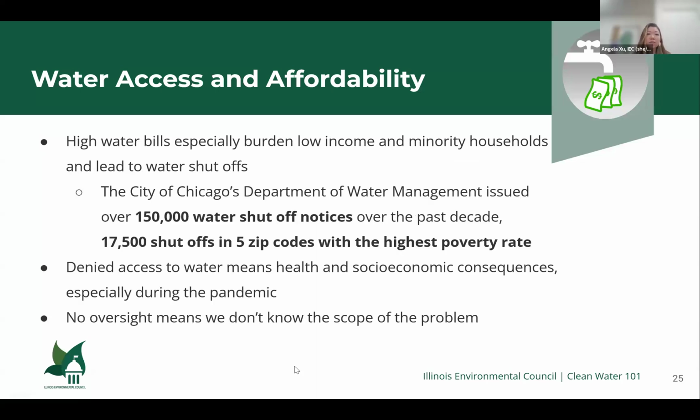So high water bills will especially burden low income and minority households and lead to water shutoffs. We're aware that the city of Chicago's Department of Water Management did issue numerous water shutoff notices over the past decade. And a lot of these were actually in the 5 zip codes with the highest poverty rate. Denied access to water means health and socioeconomic consequences, especially during the pandemic. And if there's no oversight, that means we also don't understand the scope of the problem. So water transparency, especially water rate transparency, is important. And we want to know, how does this affect all of these rates? This is an ongoing project at IEC to find out more information.